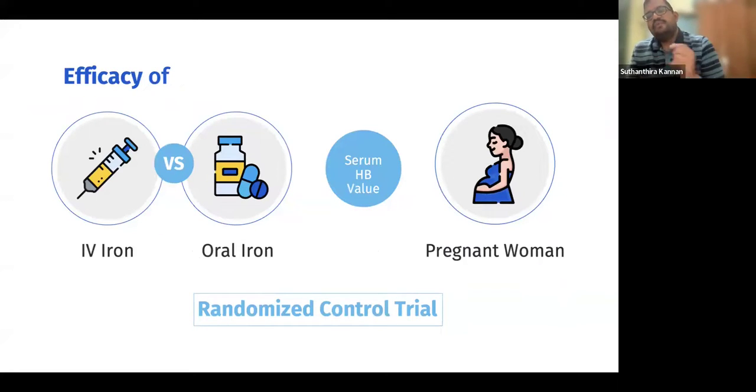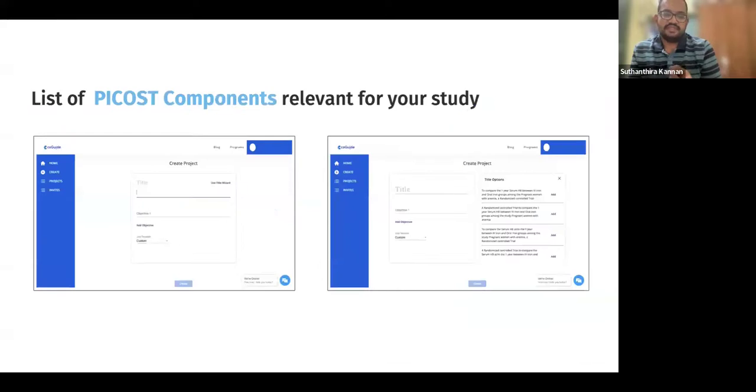Efficacy is the term for the output variable in a randomized control trial. So: efficacy of IV iron versus oral iron in improving serum hemoglobin in pregnant women. So this is the PICOT format we will use.